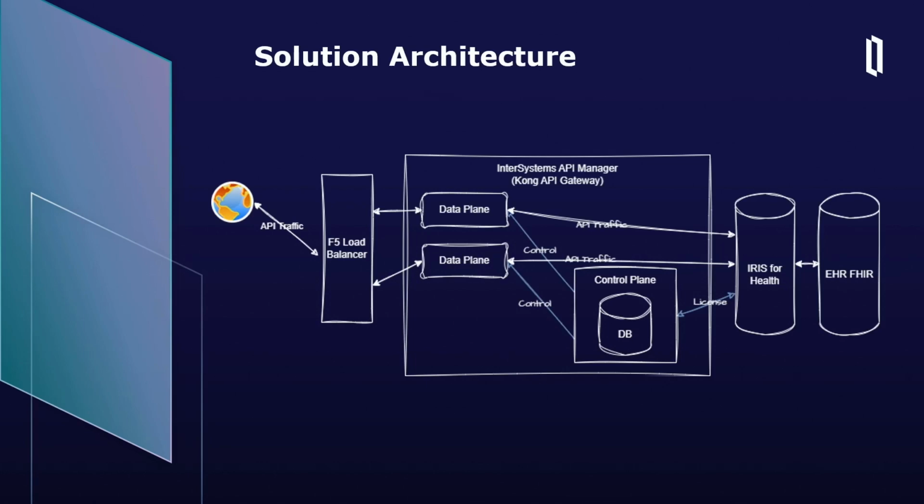So the load balancer is going to determine to which data plane to send that request, and then that's going to go into Iris, or Iris instance. And from there, it's going to go into Cerner, or EHR. That's basically how the data is going to flow from end to end, and obviously going back.